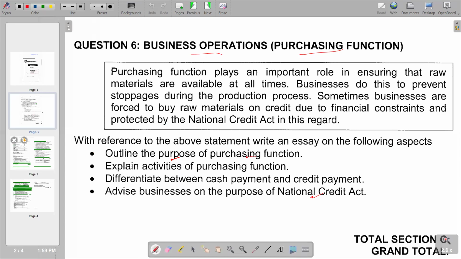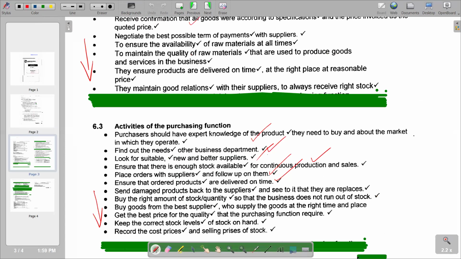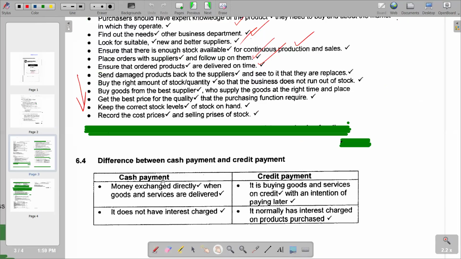So we have got the differences that are there, and they are presented in a table form. So we have a column for cash payment, and then a column for credit payment. The first difference: with cash payment, money is exchanged directly when goods and services are delivered. But with credit payments, there is buying of goods and services on credit with an intention of paying later. So that's the first difference. The second, it does not have interest charges. Cash payment does not attract any interest because you are paying there, whereas credit payments normally have interest charges on products. And that's another difference that we can also try to include.